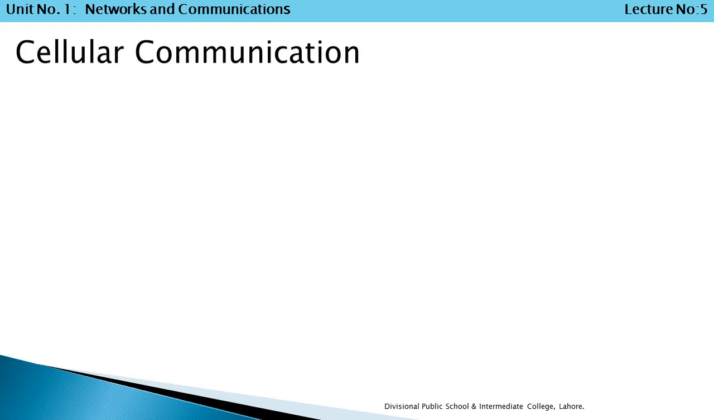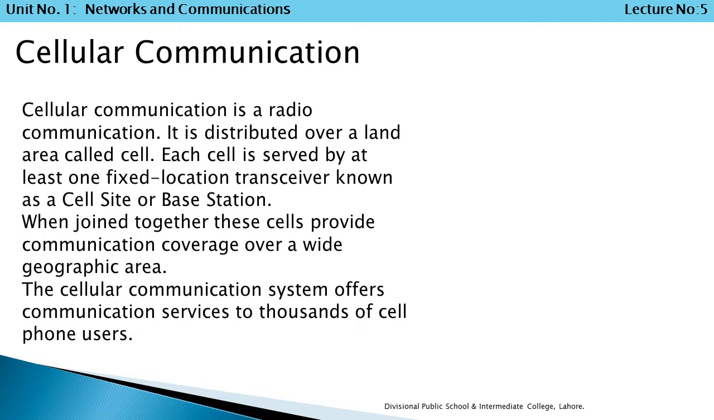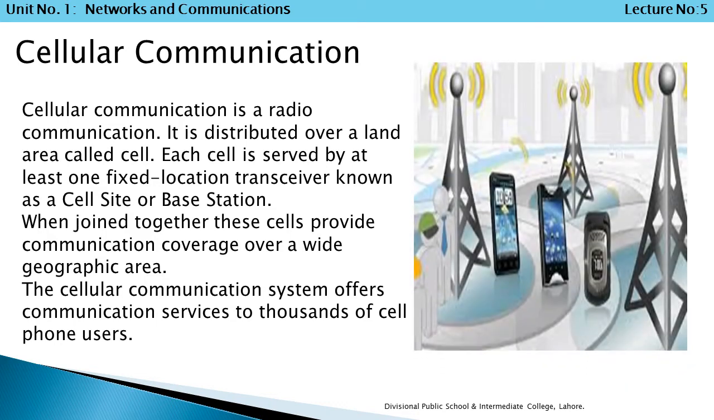Number 1 is cellular communication. Cellular communication is a form of communication that enables the use of mobile phones or cell phones. It is a radio communication distributed over a land area called a cell. Each cell is served by at least one fixed location transceiver known as a cell site or base station.